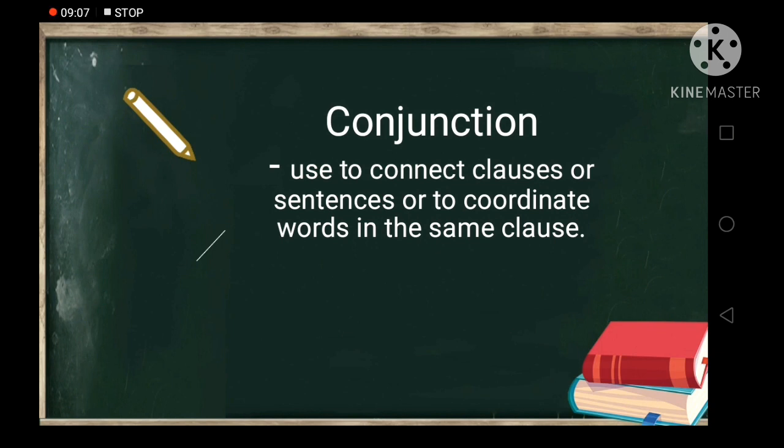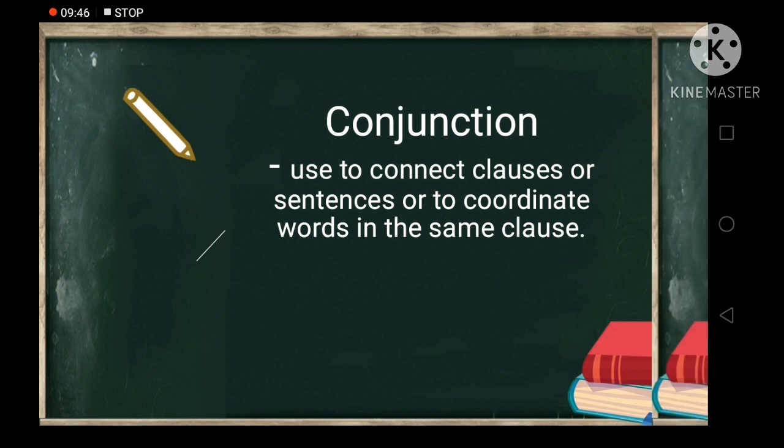Last but not the least is the conjunction. A conjunction is used to connect clauses or sentences or to coordinate words in the same clause. So I'm going to give you an example. We are likely to observe these words in the sentences. The words neither, hardly, when, not only, and etc. So that's all.